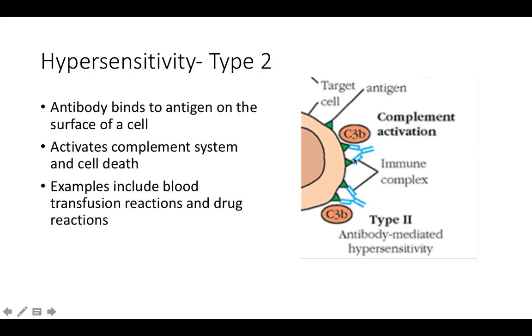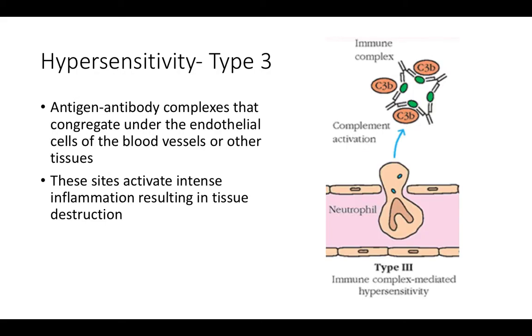So here's your antibody, here's your antigen, and it activates the complement system that we talked about with innate immunity. So here you get a complement protein binding, which ultimately will result in one of four things that we talked about with innate immunity. I'll direct you back to that presentation if you want to review the complement system, but that's how a cell dies. And it's just basically an overreaction of this system. So this includes examples like blood transfusions or drug reactions. We'll see this type of hypersensitivity.